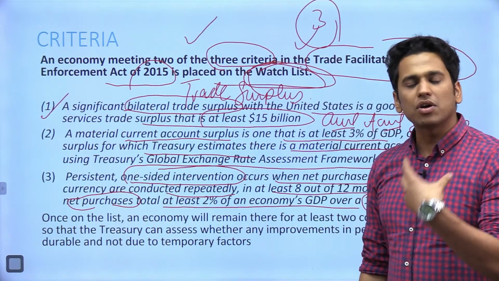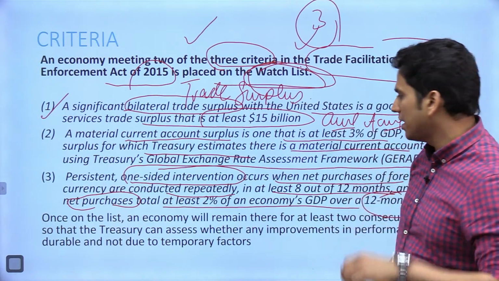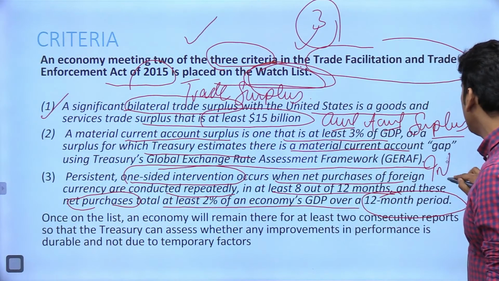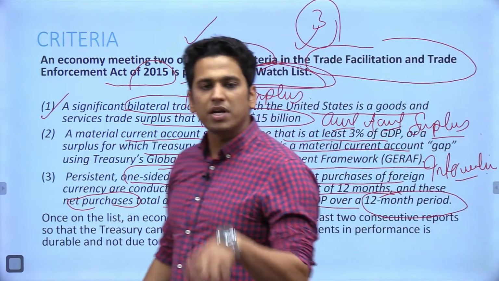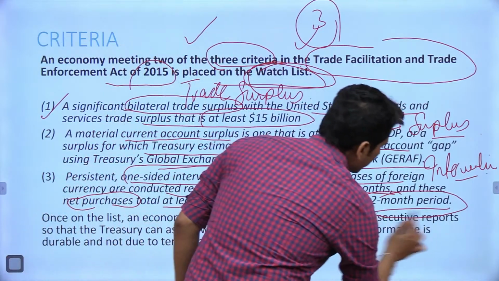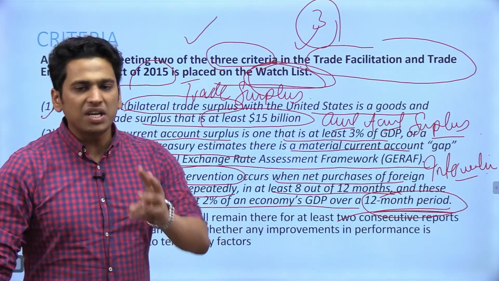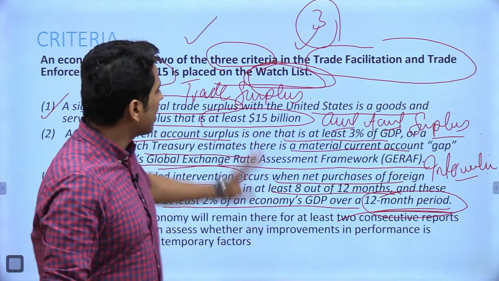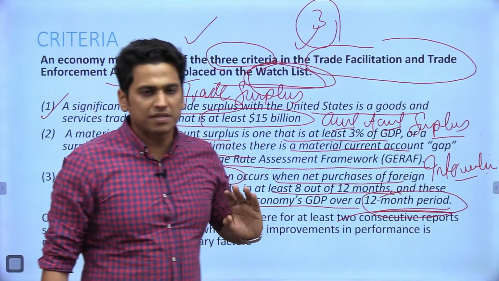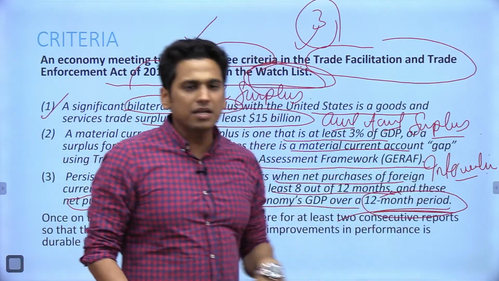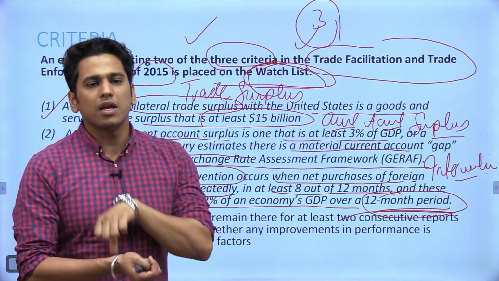Now the third criteria is related to intervention, and this intervention is monitored over a 12-month period. So the three criteria that we have discussed are, the first one is the trade surplus, second one is the current account surplus, and third one is the intervention done by a particular economy.